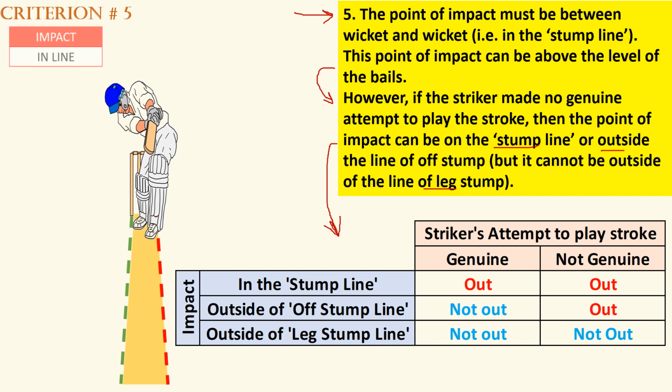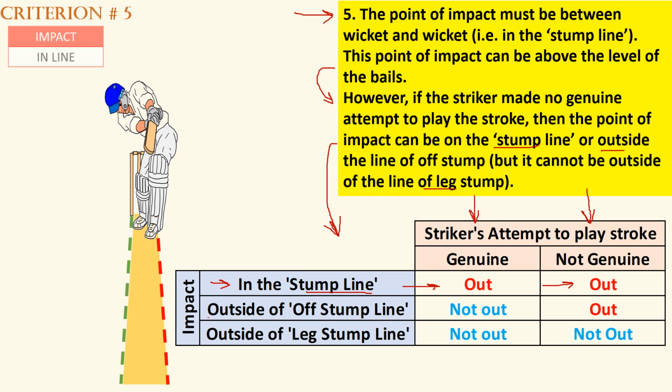In this matrix or in this table, the first column represents that the attempt made by the player to play the stroke is genuine. And then in the second column, we are saying that the striker's attempt to play the stroke is not genuine. And in the rows, we have the impact, that is the point of impact. And the first row is that the impact is in the stump line. So if the impact is in the stump line, then whether the striker's attempt to play the stroke is genuine or not, in both the cases, striker can be given out L.B.W.